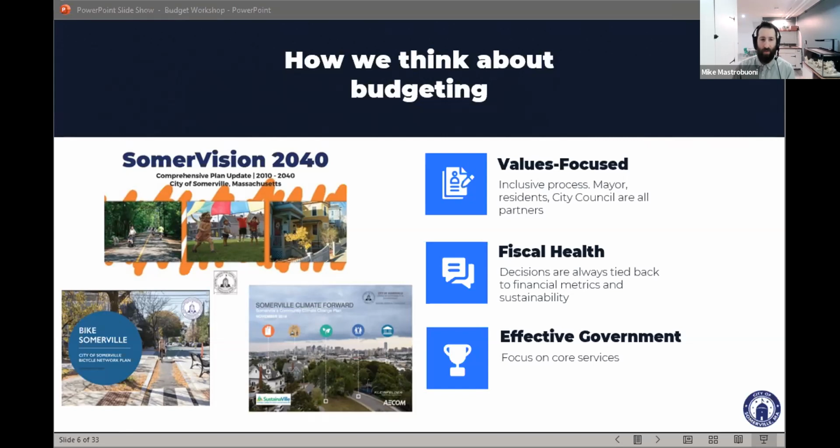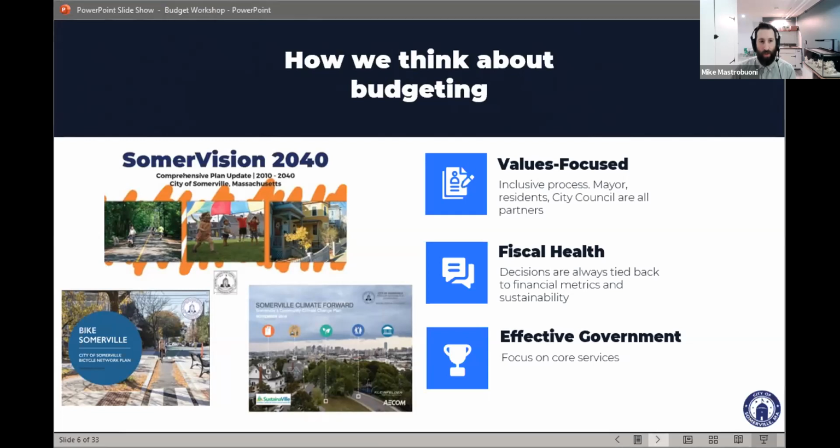We really come at this from a few angles. First, with our values from Mayor Ballantyne, making sure that our process is inclusive of all city departments, that the mayor, our residents, and the city council are all partners, all have a role to play in budget development and budget approval. We also think very, very carefully about how our decisions tie back to our financial health as a city. And we also think about budgeting as a way to encourage effective government as we focus on the most important services that we deliver for our residents.